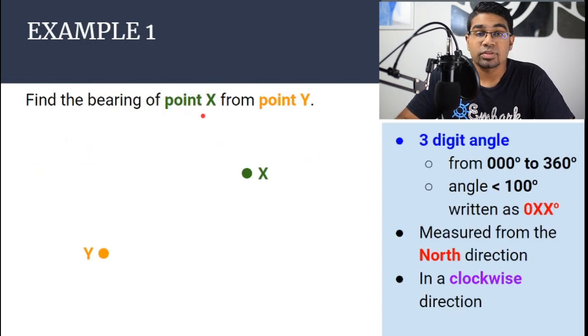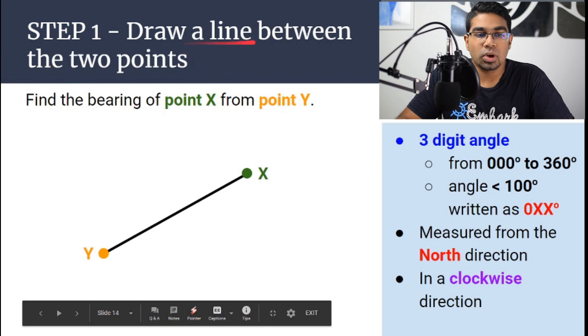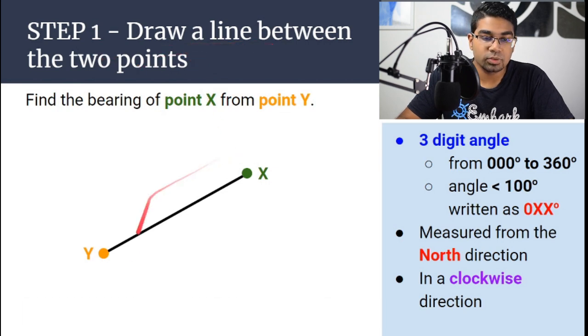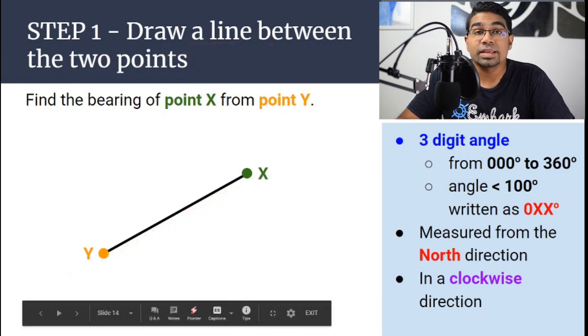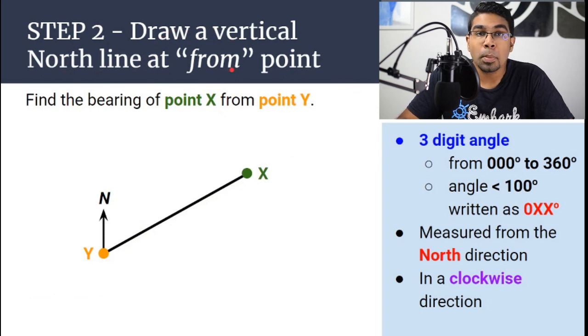Find the bearing of point X from point Y. So we have X from Y. The first step is to draw a line between the 2 points. Identify the 2 points and draw a line. The second step is to draw a vertical north line at the from point. So look at the question. Find the bearing of point X from point Y. So Y is the starting point. This is the from point.